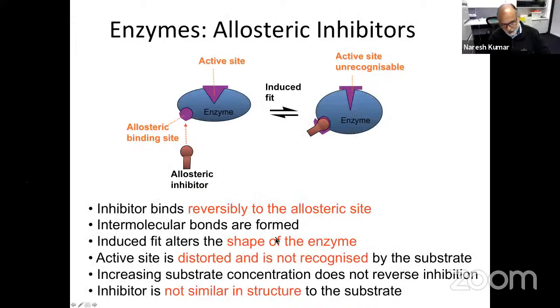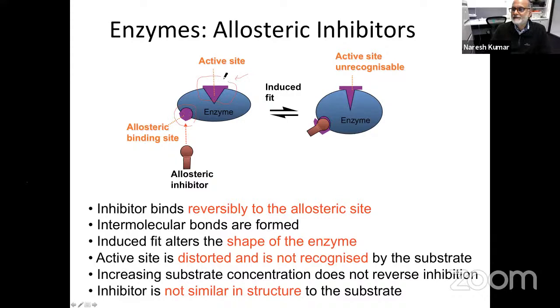Okay, that's about competitive reversible inhibition. What about uncompetitive inhibition, where there is no competition between the substrate and the inhibitor? These are also called allosteric inhibitors. And you can see that the allosteric inhibitor has its own binding pocket here. And the active site of the enzyme is over here. So the substrate binds into that, and the allosteric binding pocket is taken by the allosteric inhibitor. So it's binding at a different place, not at the active site.